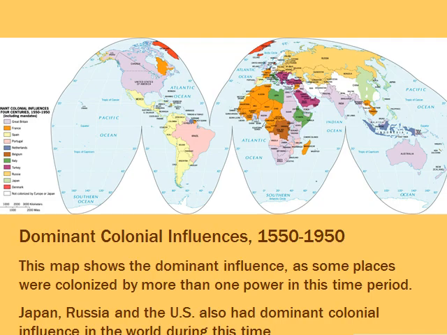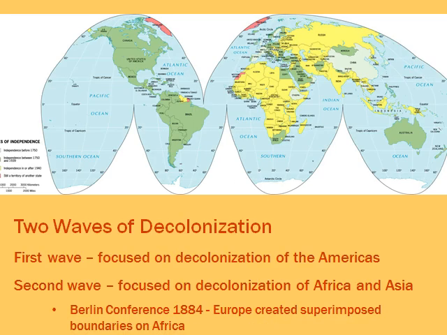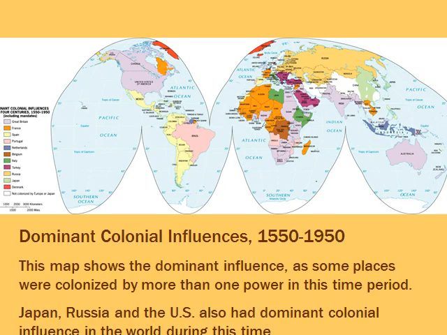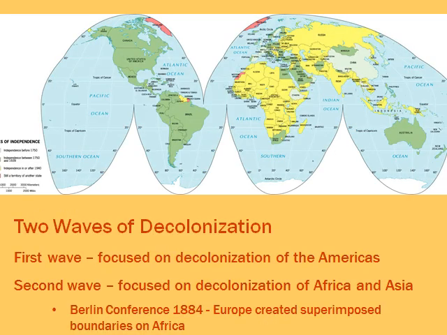This map, as well as this map, are important to compare and contrast. So the first one is dominant colonial influences between 1550 and 1950. You should notice that Europe is a major player, specifically Great Britain, major player in having colonies. But even beyond that, look at the non-European countries. Japan, Russia, the U.S., those also had dominant colonial influence, and especially, even that still remains today. We may not call them colonies, but we still have territory that we sort of oversee.